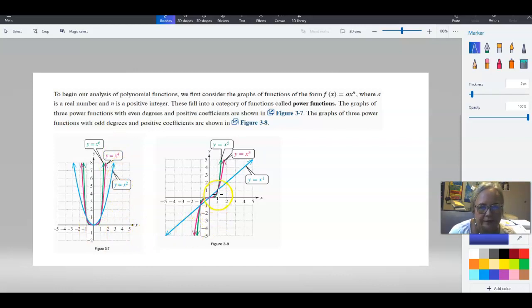Now, if n is a positive integer but an odd number, like 1, 3, 5, 7, and so on, then the shapes of the power functions will be similar to the shape of y equals x cubed, and that's what you can see here. So it goes down on the left hand side and goes up on the right hand side. So we'll use these two examples to determine the end behavior of a power function.